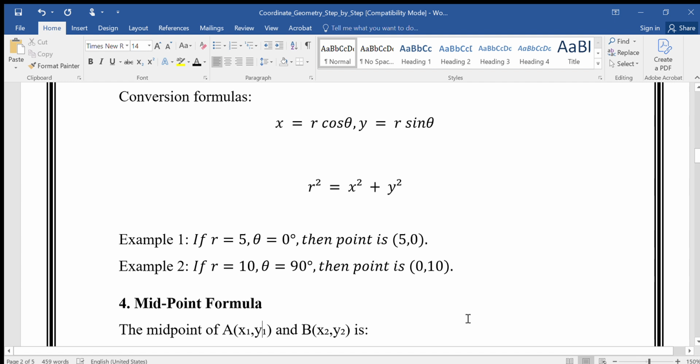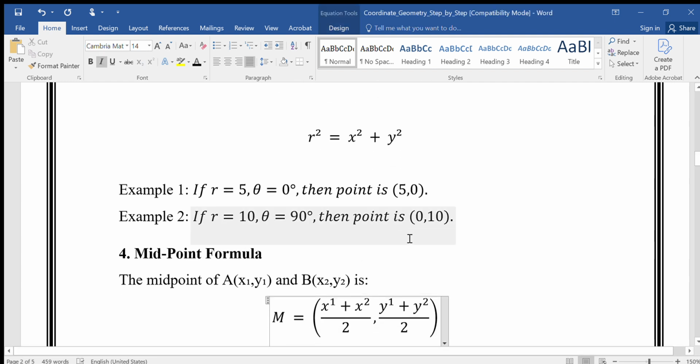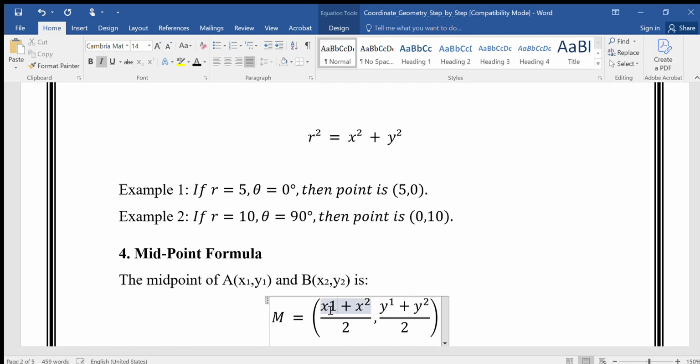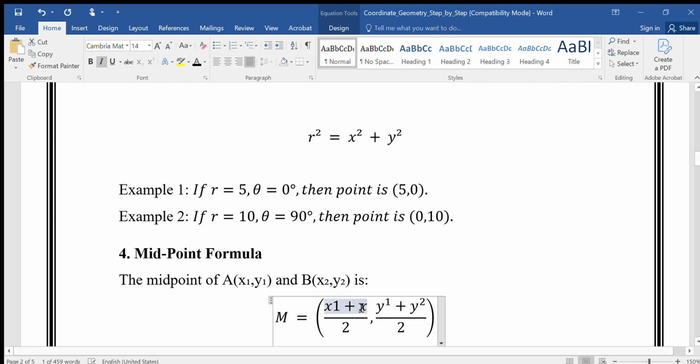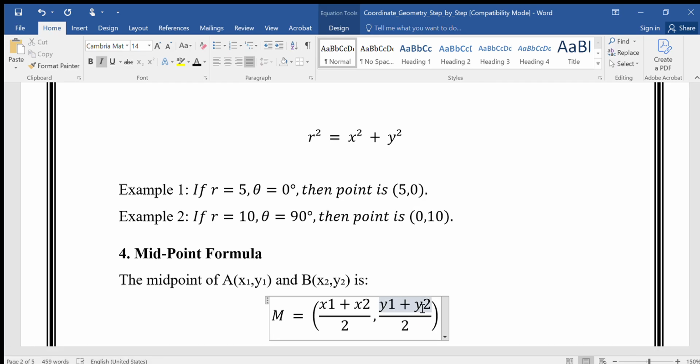Midpoint formula. The midpoint between A and B, like A is (x1, y1) and B is (x2, y2), is midpoint is equal to ((x1 plus x2) divided by 2, (y1 plus y2) divided by 2). Midpoint means the sum of x1, x2 divided by 2 and the sum of y1 plus y2 divided by 2.